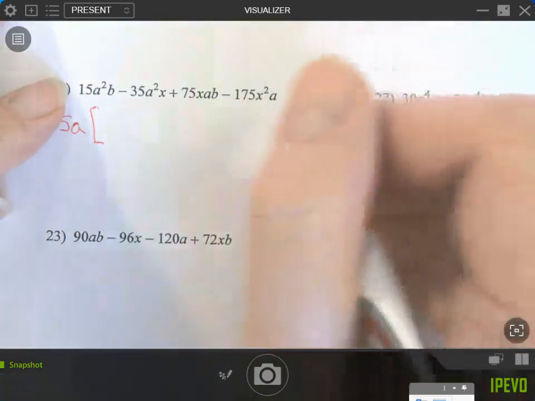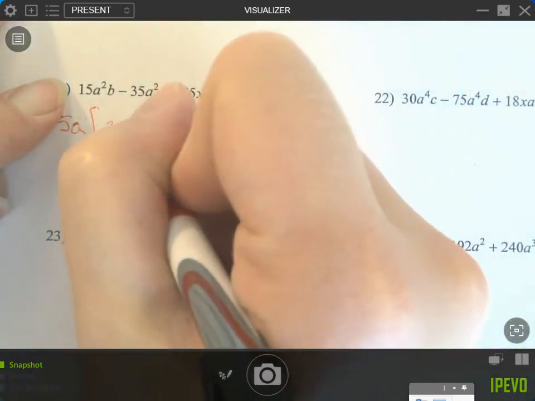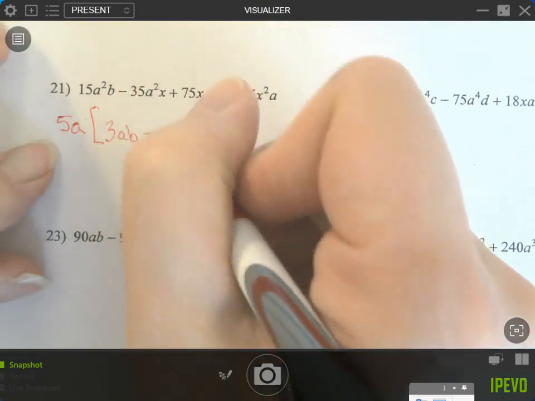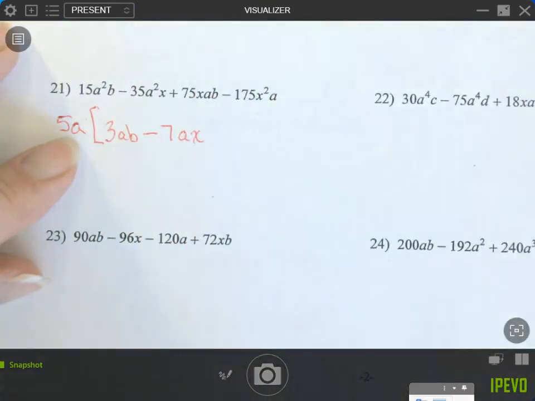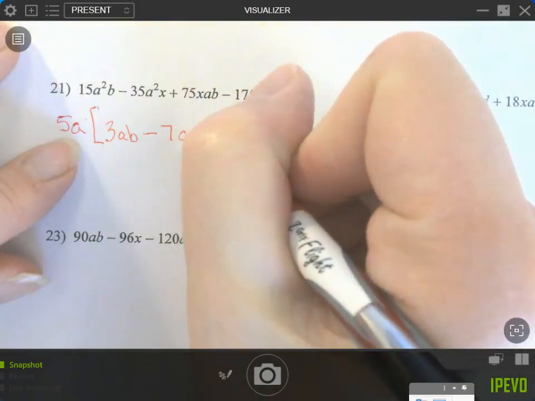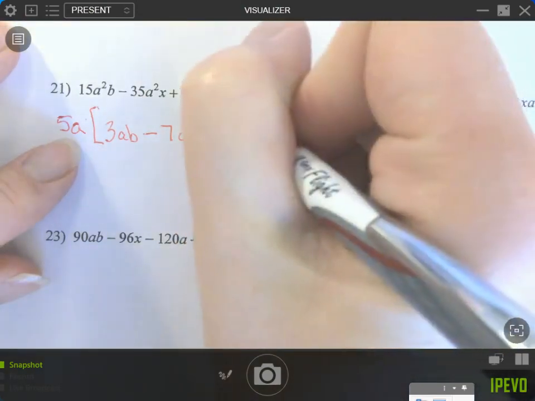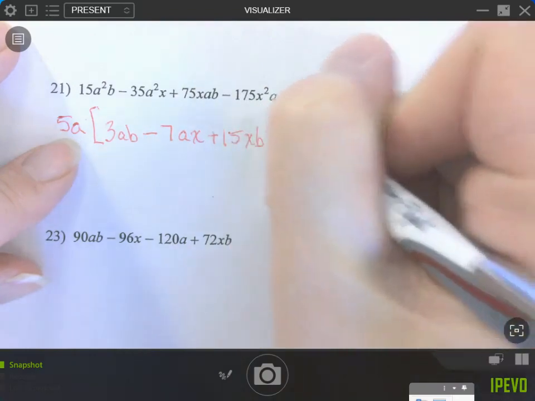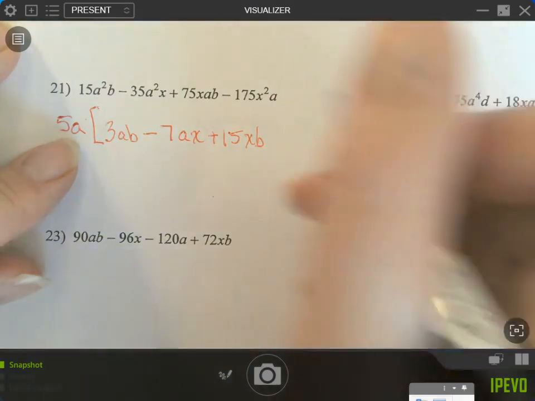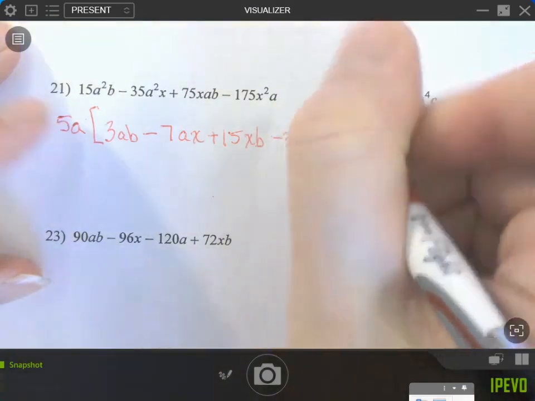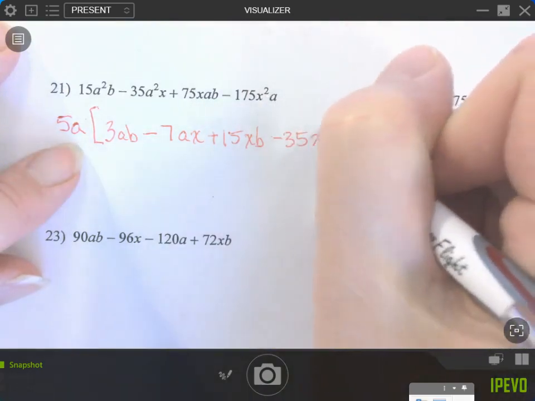Again, if it helps you, write it underneath that, this would be a 3AB. Divide this by 5, I get minus 7, 1AX. Divide by 5, is it 15? No. What is it? It is so. I get a positive 15. I took out the A, so just XB. Take negative 175, that should be 35. Yeah, I get negative 35. I took out just the A, so the x squared stays.